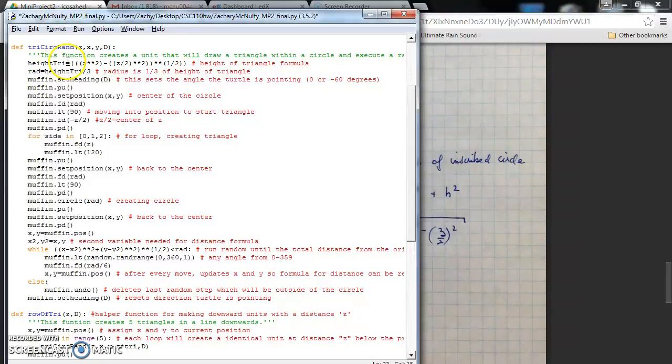Here's the formula for the height of a triangle. Looks a little bit different when it's in code. Z squared minus z over 2 squared, and then I multiplied it by the exponent 1/2, which is the same thing as square rooting the whole thing. And my radius equals the height of a triangle over 3. And there it is, all spelled out for you. So I'm going to have it run in the background while I am talking.